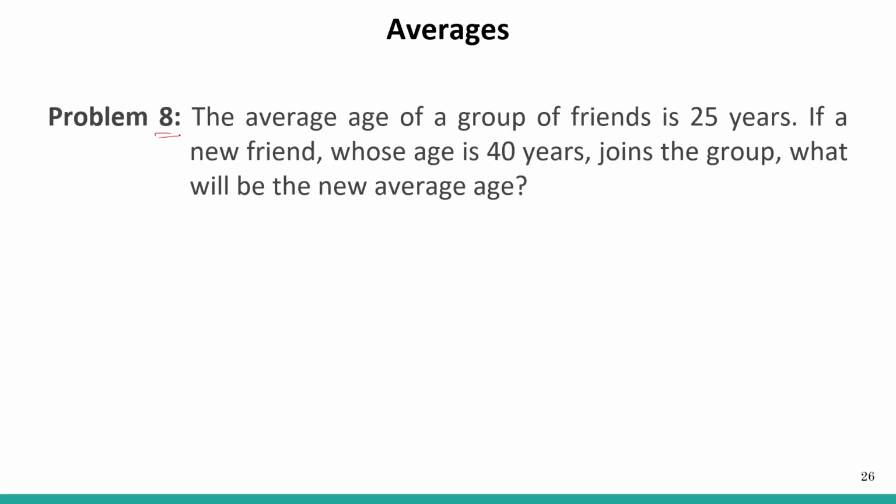So let's see problem number 8. The average age of a group of friends is 25 years. Given that the average age of a group is 25 years, if a new friend whose age is 40 years joins the group, what will be the new average age?